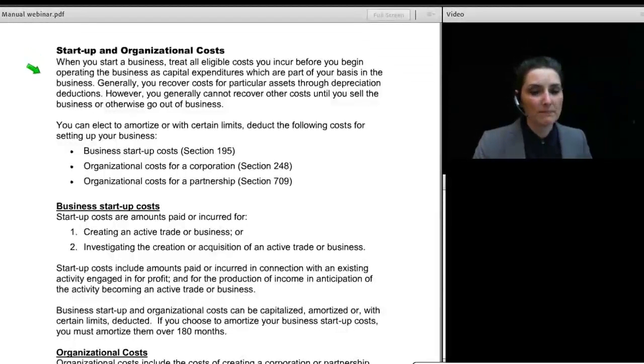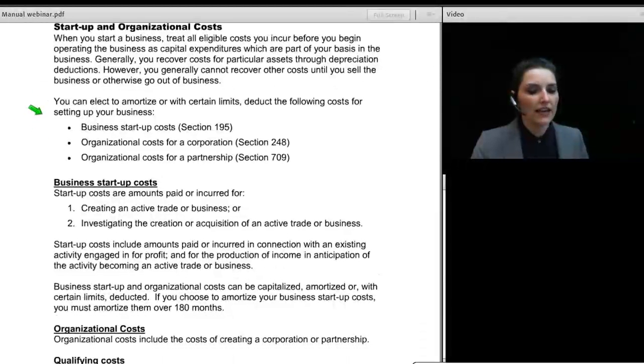So when you start up a business, you treat all eligible costs you incur before you begin operating the business as capital expenditures which are a part of your basis in the business. Generally, you recover costs for particular assets through depreciation deductions. However, you generally cannot recover the other costs until you sell the business or otherwise go out of business. You can elect to amortize or, with certain limits, deduct the following costs for setting up your business. These include business startup costs, organizational costs for a corporation, and organizational costs for a partnership.